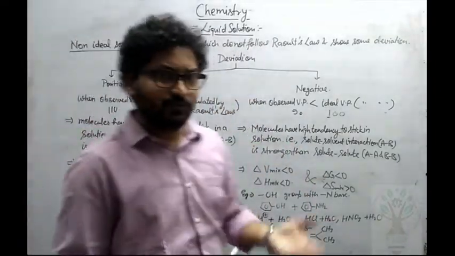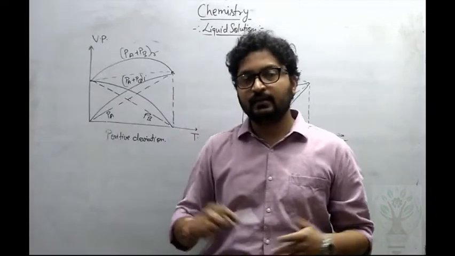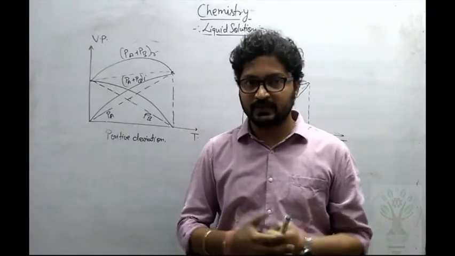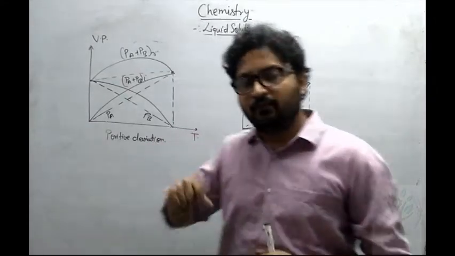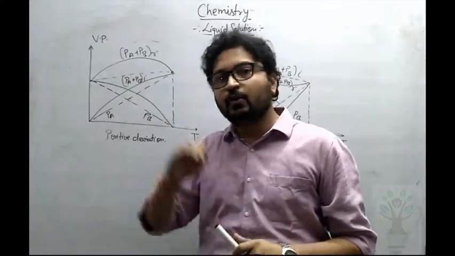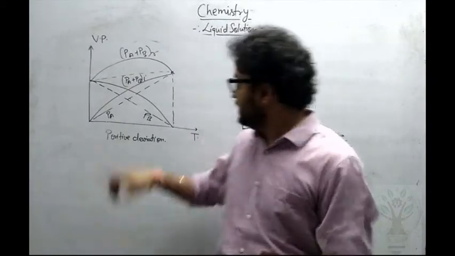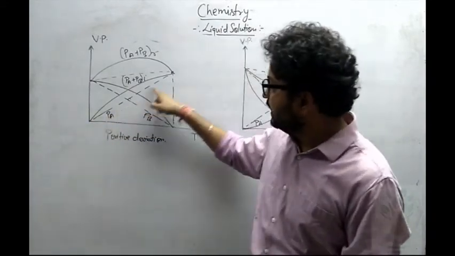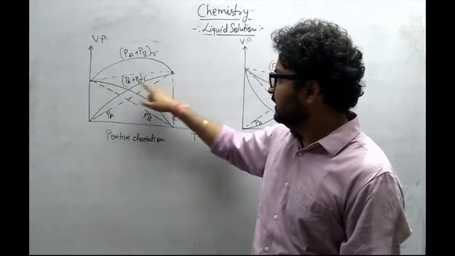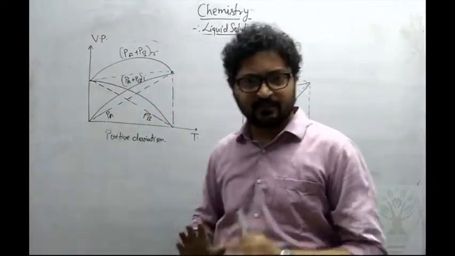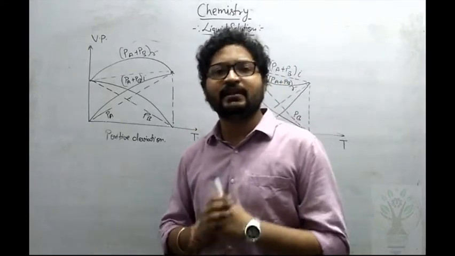Okay, let's move to the next. Now let's understand the graphical representation of positive and negative deviation. Okay, think about this. When we have positive deviation, no one likes to stay in solution. See here in the graph, I made one dotted line. This is dotted. This is also dotted. And this is also dotted. These dotted lines are the ideal case. These are the ideal case when you don't have any deviation.